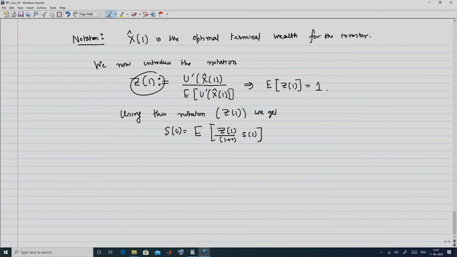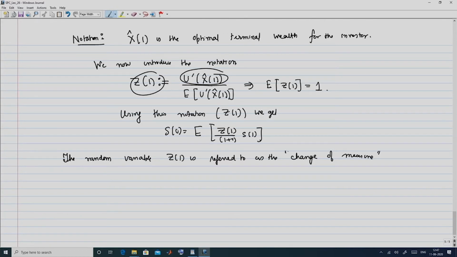Now, see, z of 1 is u prime of x hat of 1. So, obviously, this is a random variable. So, this random variable z1 is referred to as the change of measure, and it will soon be clear why we are calling this as change of measure. Also, this factor z1 over 1 plus r is called the stochastic discount factor.